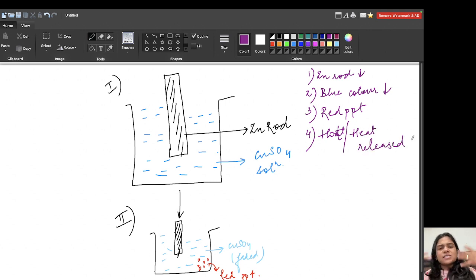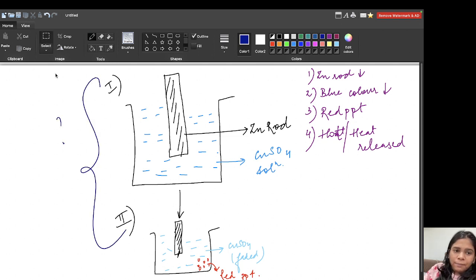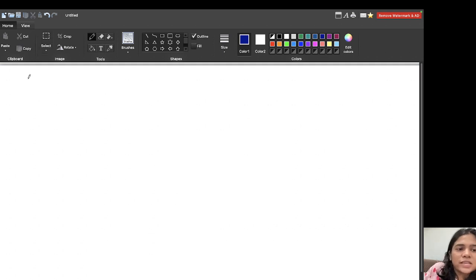Okay, and why does this happen? Because of two reasons only. First was oxidation and the second one was reduction. So why does this happen? We'll study. This happened because of two reasons. First one was oxidation and the second one was reduction.